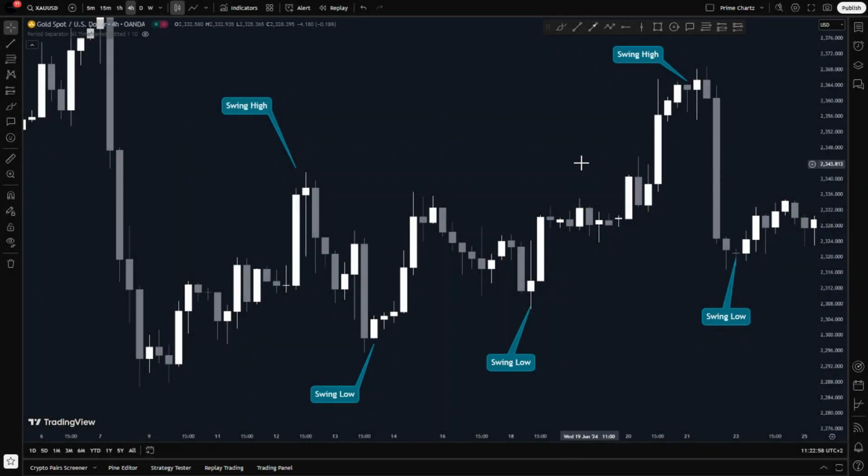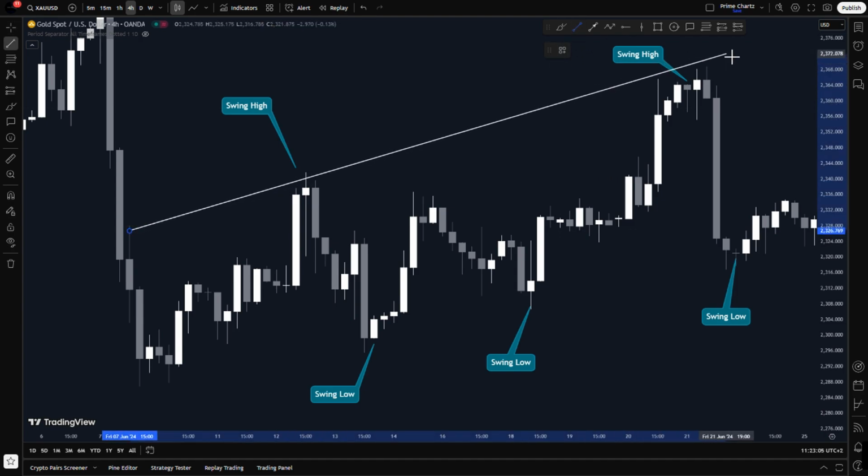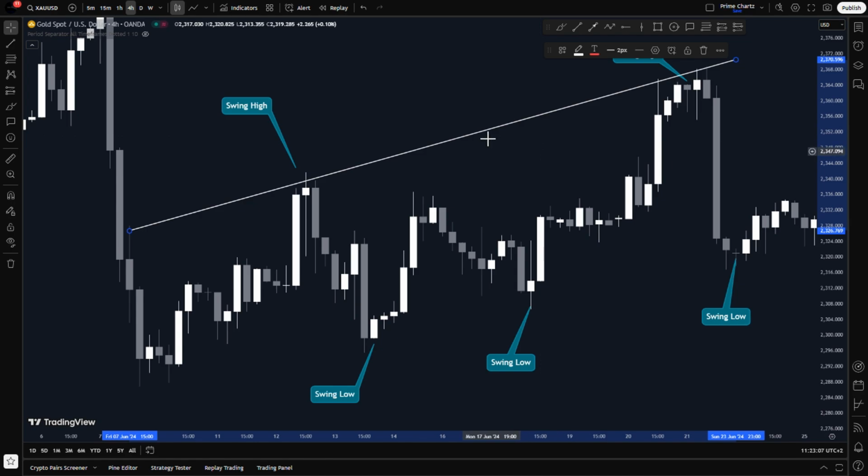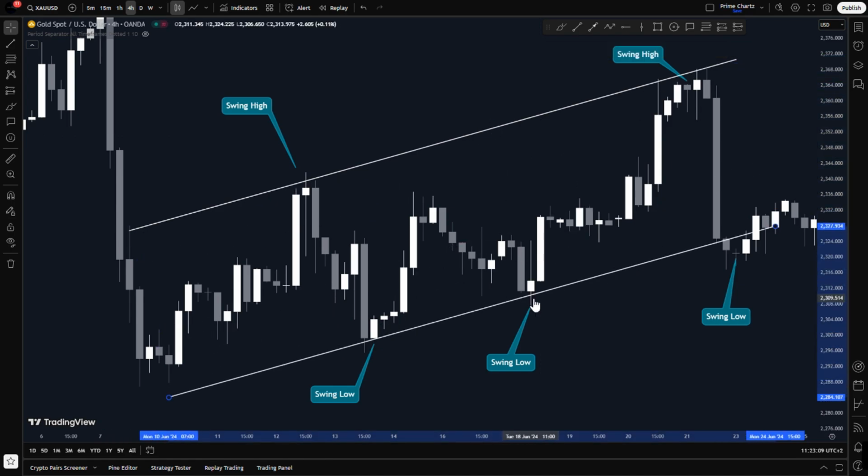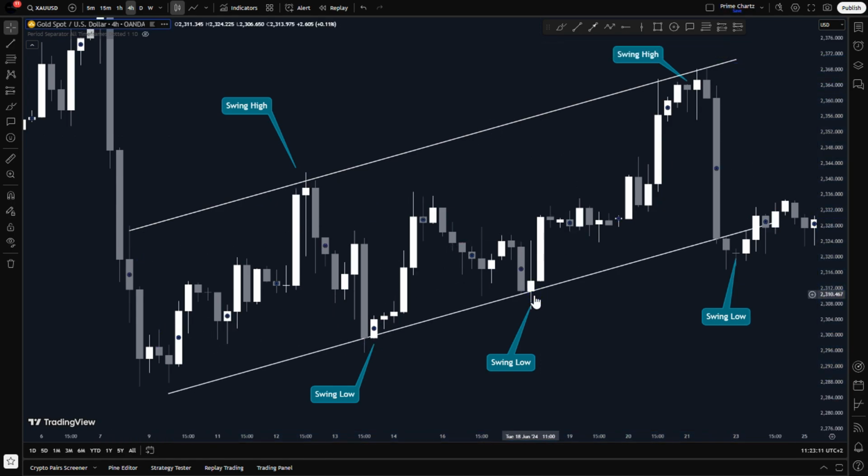All right, now let's flip the script and take a look at an uptrend. Just like before, we've got our swing highs forming at the top of each push, and our swing lows down at the bottom of each pullback. Remember, in an uptrend, price is making higher highs and higher lows, classic bullish structure. So what do we do? We draw a trend line connecting the swing highs, and another one at the bottom to connect the swing lows. Now here's a super important point, and I want you to lock this in.